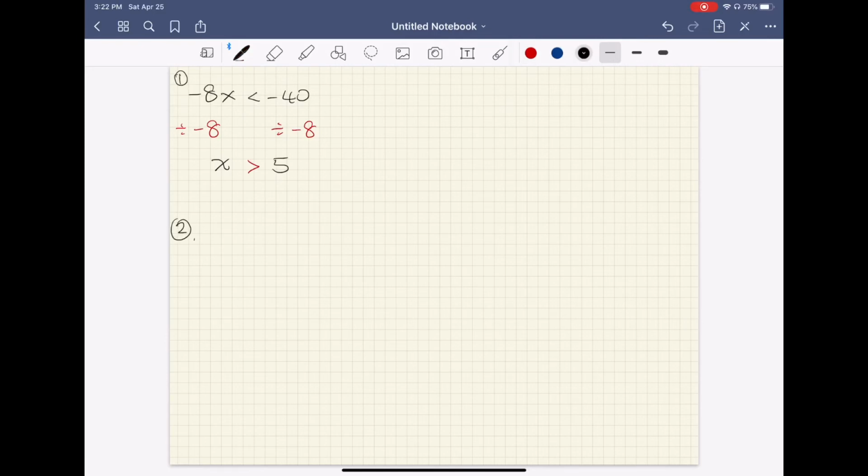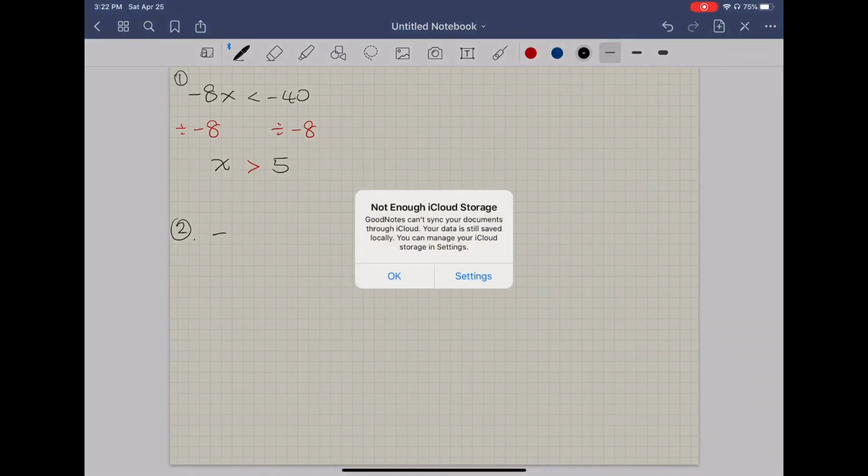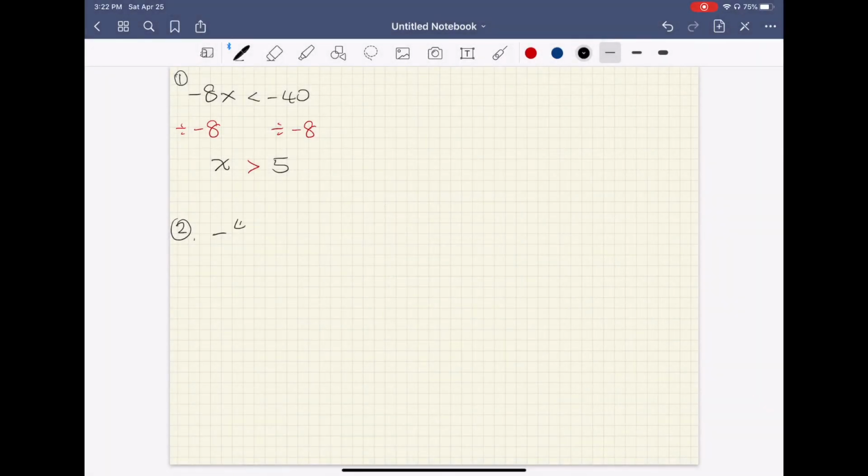Example 2. Negative 4 over 7 is less than negative 8y. Now, you guys will notice that in this example, the variable, the y, is on the right side. And a lot of people don't really like the variables on the right side. They want to change it to the left side. So I want to switch the sides: negative 8y and negative 4 over 7.